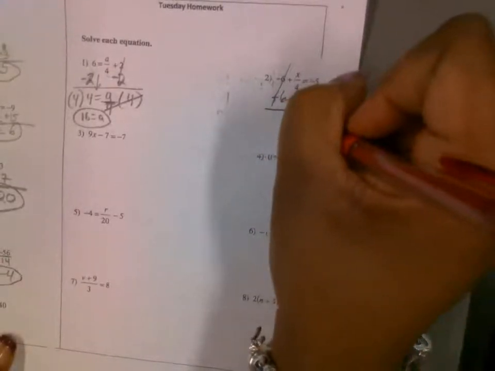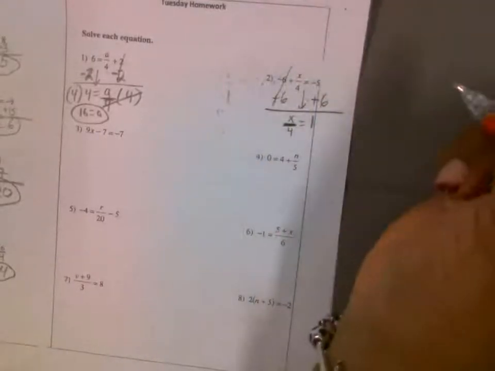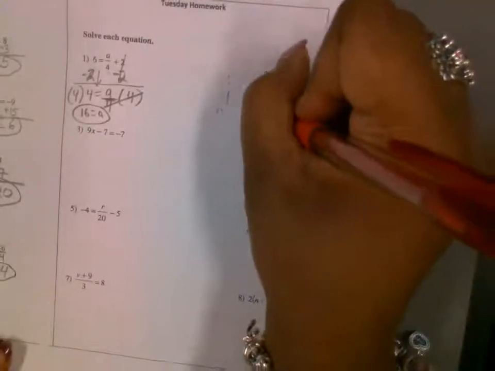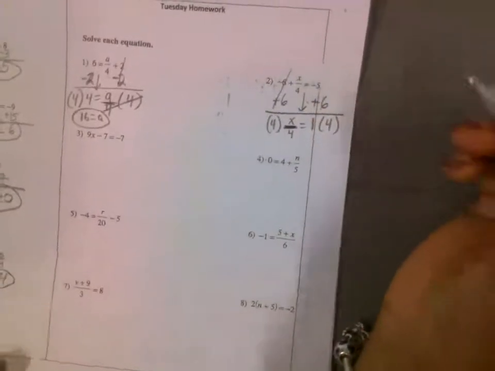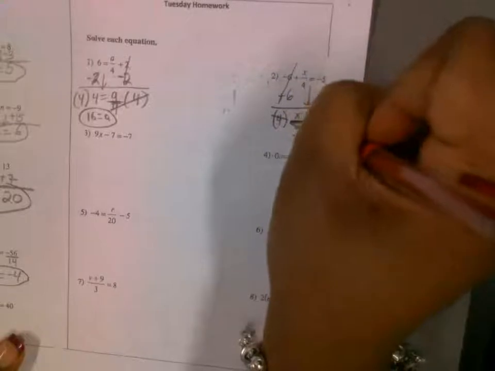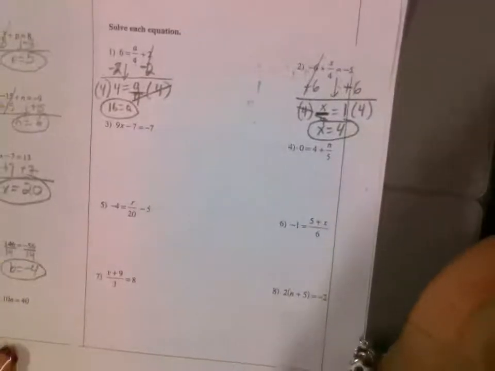Okay, so now how do we get rid of the 4 that's being divided? What's the opposite of division? Multiplication. Very good. That's all right. Bless your heart. So what's your final answer going to be here? X is equal to what? 4. This cancels out, and so it's x is equal to 4. Please make corrections on your paper.